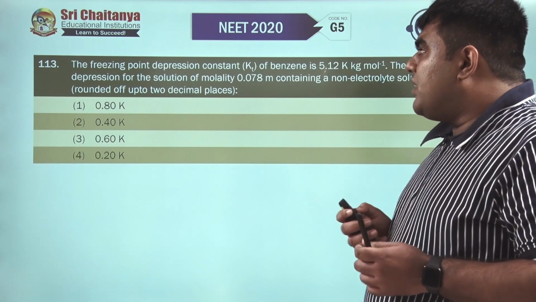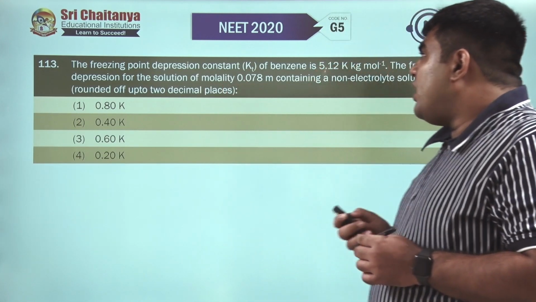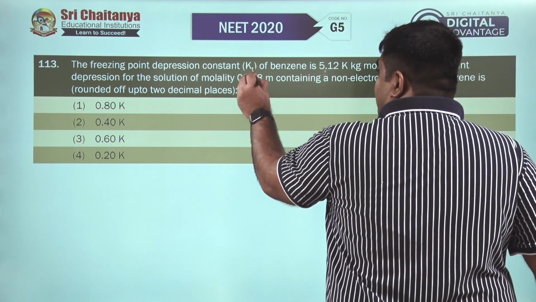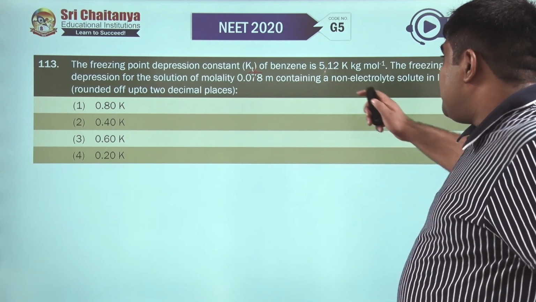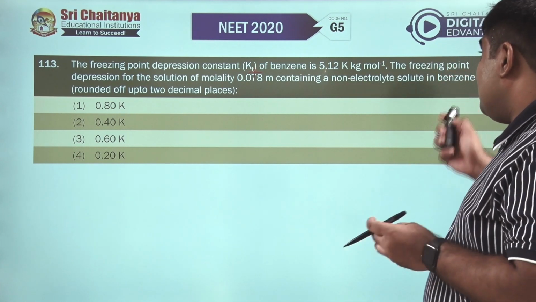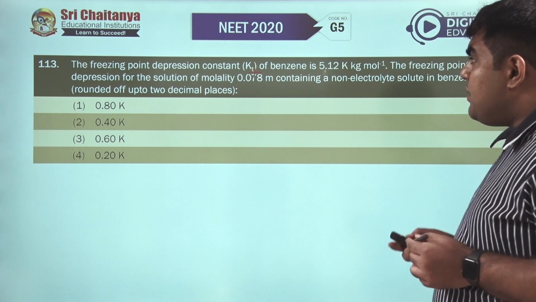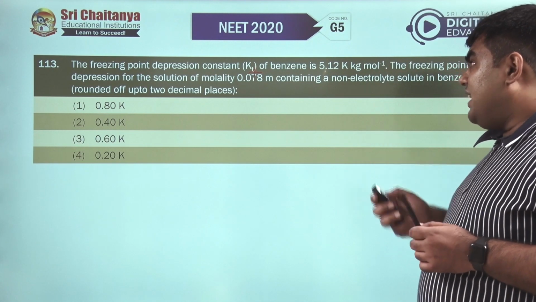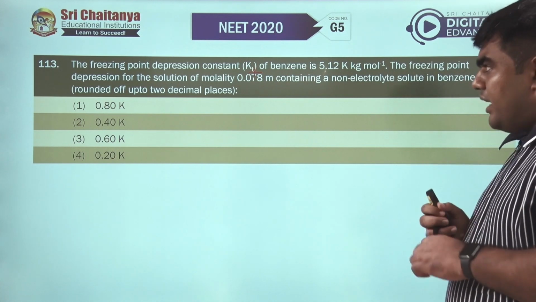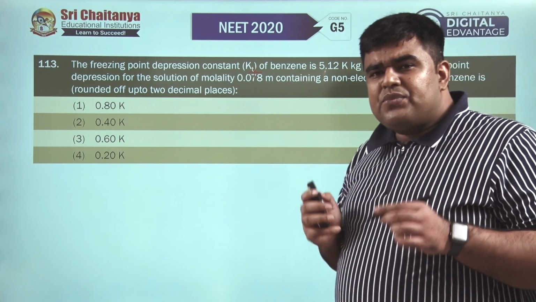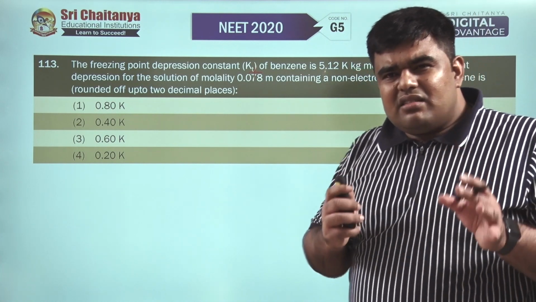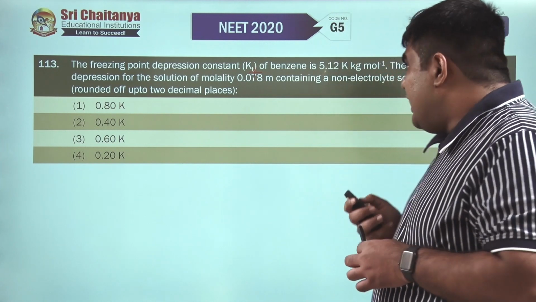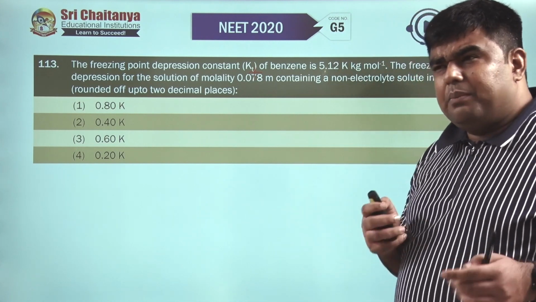Now moving to question number 113. The freezing point depression constant, Kf of benzene, is 5.12 Kelvin kilogram per mole. The freezing point depression is for a solution of molality 0.078 containing a non-electrolyte. Since it is a non-electrolyte, the van't Hoff factor is going to be 1, and we have been given the Kf value and molality. So we have to find the depression in freezing point.